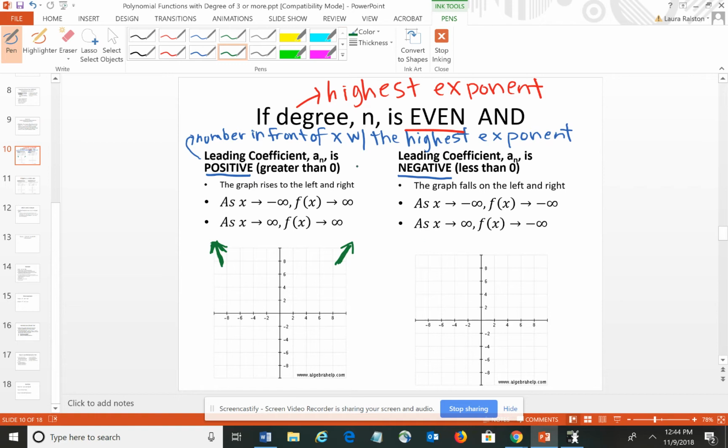If you have a degree that is even and the leading coefficient is negative, then basically we say that it falls on the left and it falls on the right. As x goes to negative infinity, f of x goes to negative infinity. As x goes to positive infinity, f of x goes to negative infinity. Notice when you have an even degree, both ends do the same thing. They either both go up towards positive infinity or they both go down towards negative infinity.